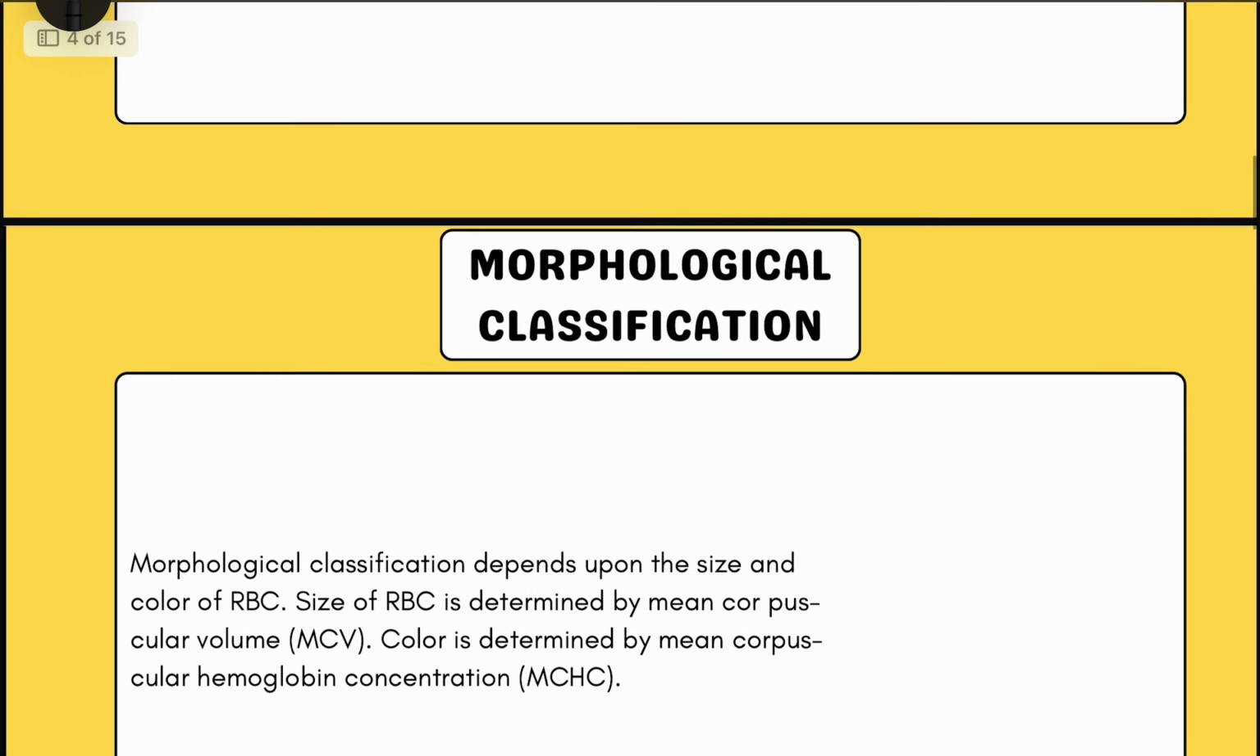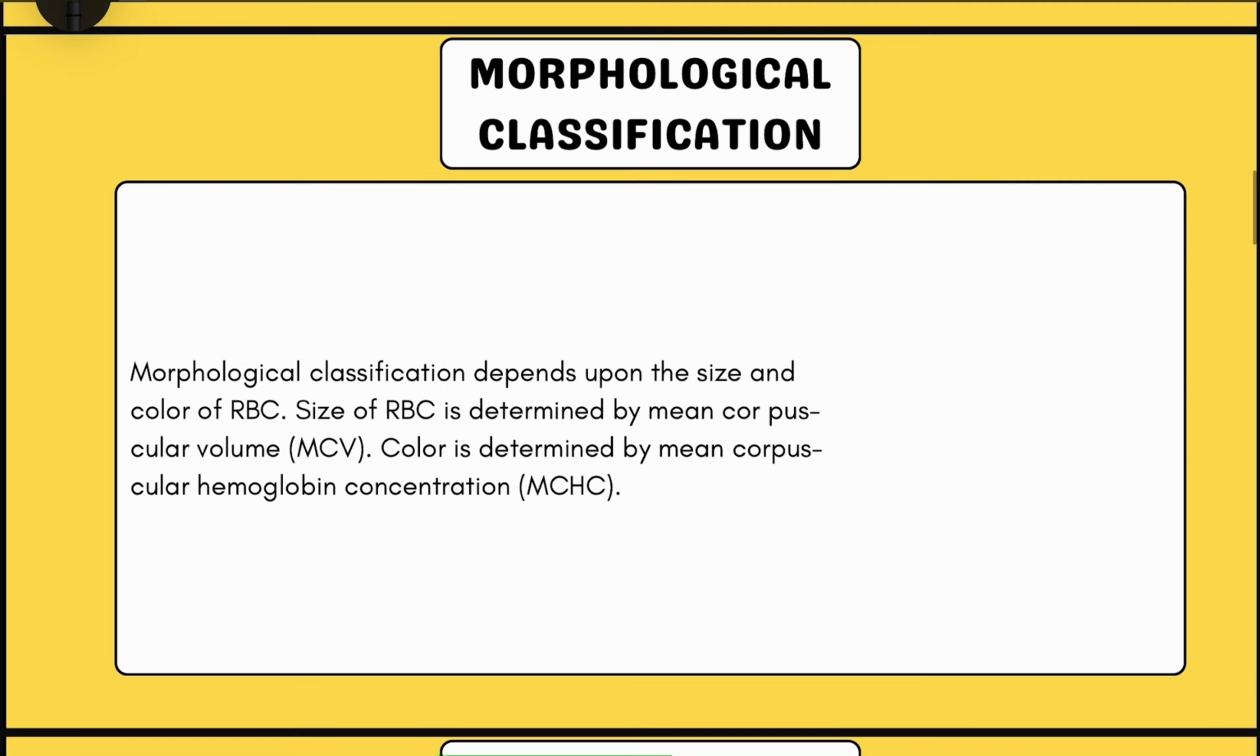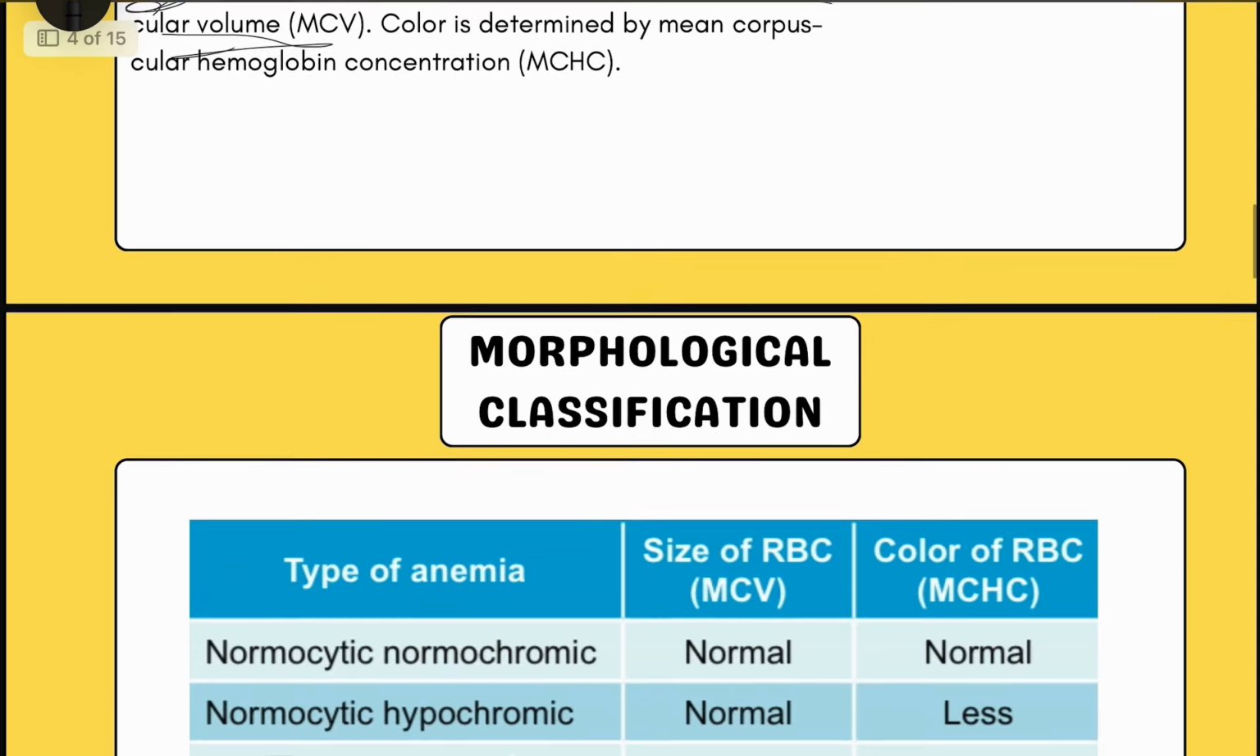So starting with the morphological classification. As I mentioned, morphological classification depends upon the size and color of the RBC. And the size of RBC is determined by the mean corpuscular volume, that is the MCV. I have already created a separate video regarding the MCV, MCH, the MCHC, or the blood indices and the packed cell volume in detail. And the color is also determined by the MCHC, which is also referred to as the mean corpuscular hemoglobin concentration.